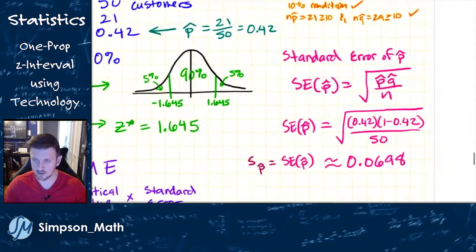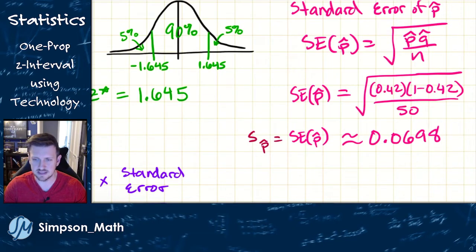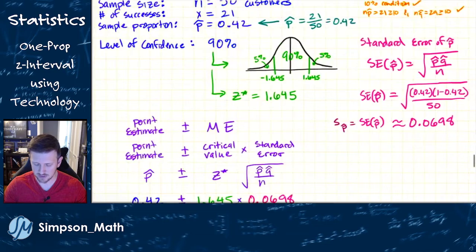And then lastly, I'm also going to need my standard error. So my standard error of p hat is the square root of p hat q hat over n. I'm just going to plug in, and I'm going to use the decimals here since it terminated nicely. So 0.42 times 0.58, or 1 minus 0.42, and then divide that by 50. Use technology, your calculator sitting beside you, whatever, and you get about 7%, 0.0698. You might also see this written instead of SE of p hat as S sub p hat. That would be a similar thing.